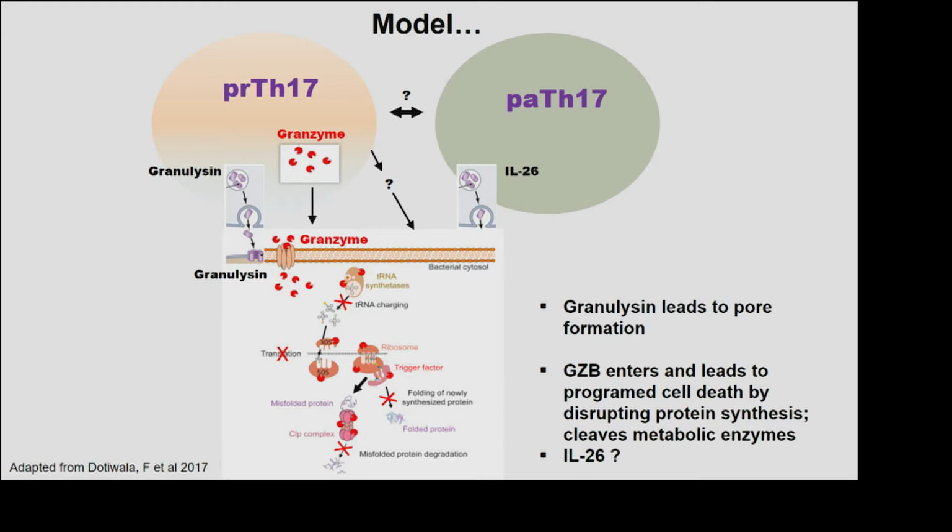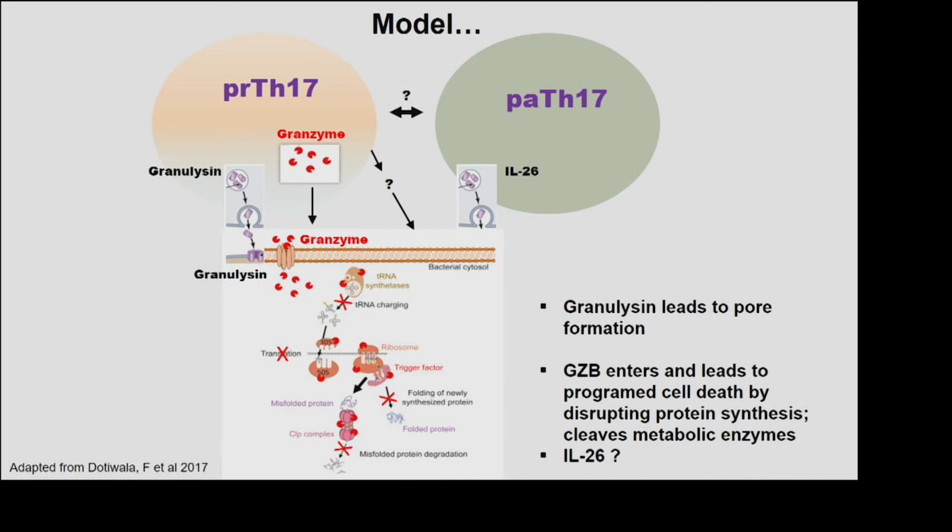We are just starting to understand this. So we've come up with a model. So we think that the protective Th17 CTLs produce these cytotoxic molecules. They produce granulysin. Granulysin acts on the membrane of the bacteria, gets inside. Once this pore is formed, then other molecules, can be granzyme B, can be perforin, or other molecules that we are yet to discover, get into the cell, and they're able to disrupt protein synthesis and disrupt metabolic enzymes.